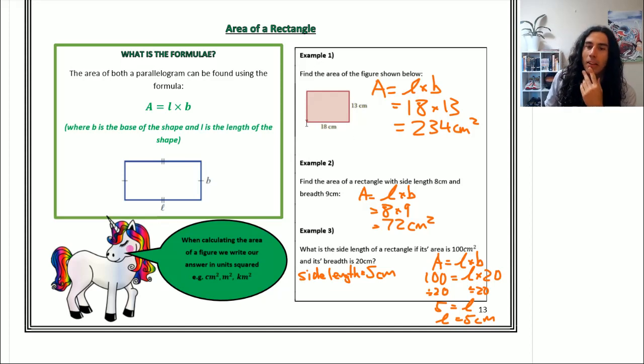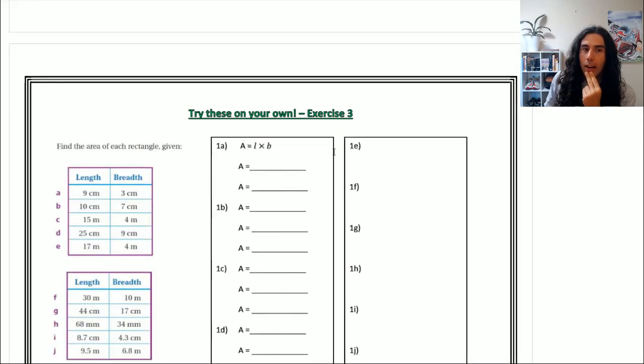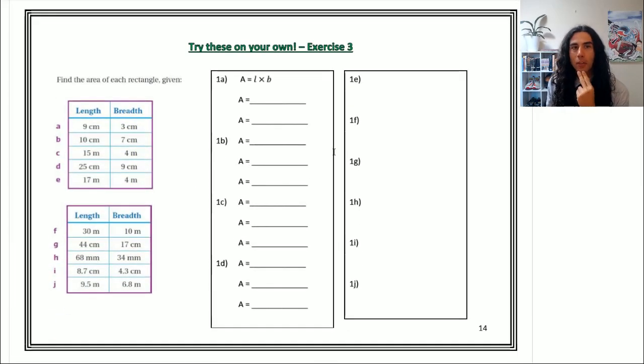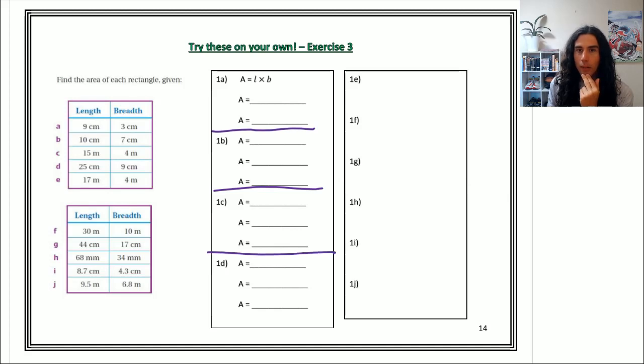All right, that's the area of a rectangle. I'm going to scroll down. All right, and I want you to have a go at these questions, same as last time. Let's separate these straight away. 1, 2, 3. Oof. I'm going to have a go at these.